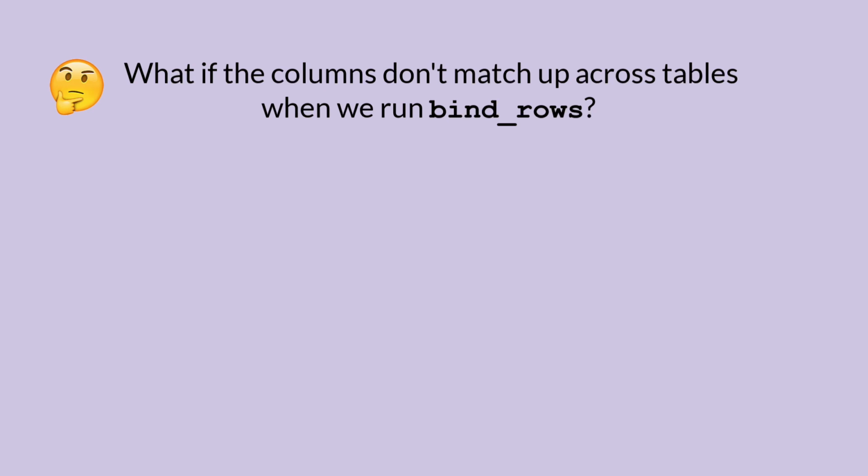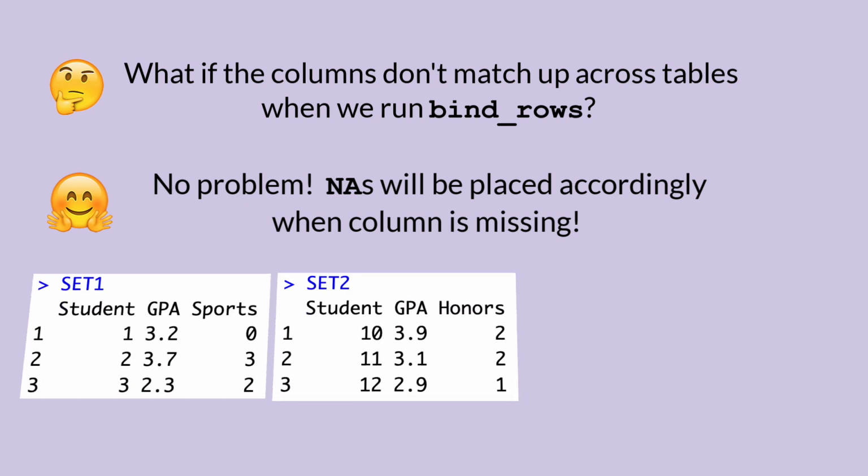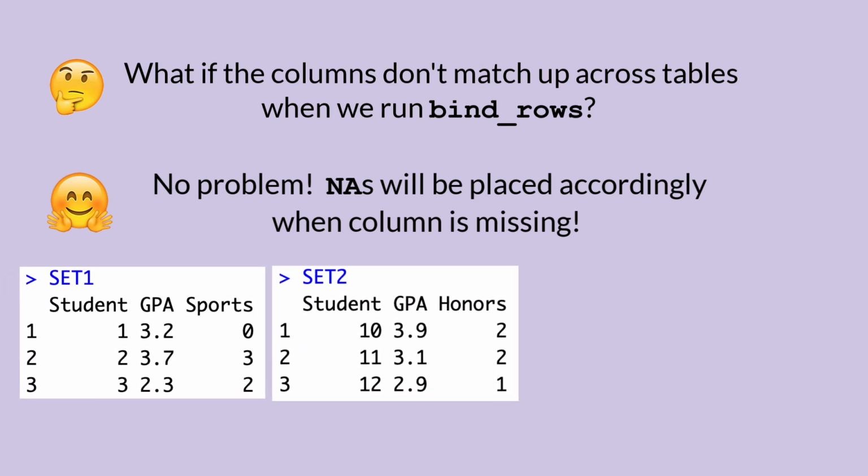Now, bind rows is actually really quite flexible when you start giving it different data frames. If the columns don't match up exactly, no big problem. There's just going to be NAs placed accordingly where it couldn't find a match. So, for example, let's imagine that I just had 2 data frames. Let's call them set 1 and set 2. These are 2 different data sets looking at 3 different students, their GPA and how many sports they participated in.